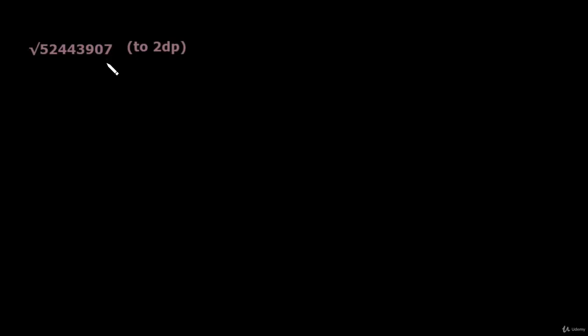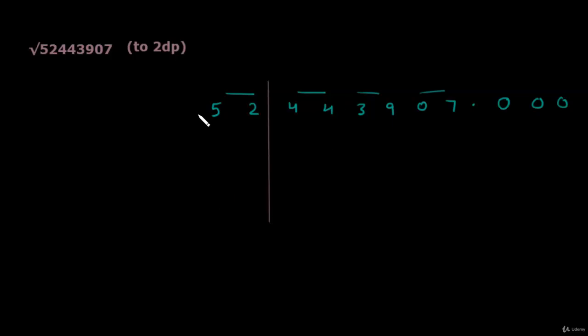This is also a non-perfect square number and we have to find the square root of this number up to 2 decimal places, because there are 4 groups, so there will be 4 digits before the decimal place. Now, the perfect square number below 52 is 49.